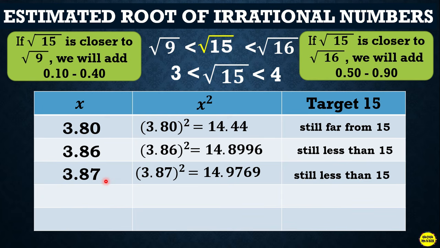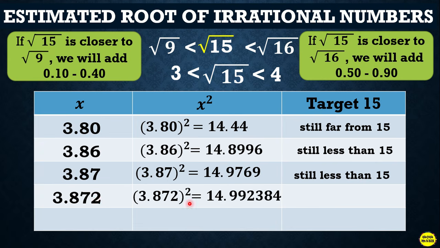So, anong gagawin natin? Magdagdag na lang tayo dito. So, kunin natin yung thousands place niya. So, 3.872. Okay? Magdagdag na lang ako dito. Huwag na tayo mag 3.88. Bakit? Kasi this is already 9 na. So, dito na tayo magdagdag. Okay? Ibig sabihin, malapit na tayo from 3.87. So, mag-add na lang tayo ng thousands place niya. So, try natin ng 3.872. Okay? So, pag in-square natin yan, ang makukuha natin ay 14.992384. And this is very close to 15.